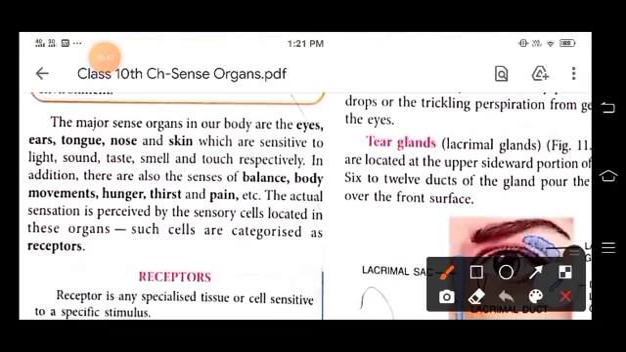Sometimes there are also the senses of balance, body movements, hunger, thirst and pain. Now the actual sensation is perceived by the sensory cells which are located in these organs, and they are known as receptors. So receptors are any specialized tissue or cell sensitive to a specific stimulus.